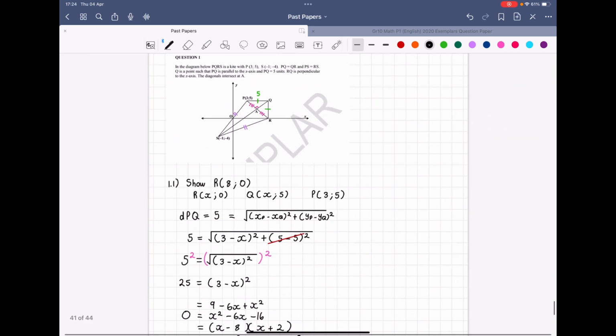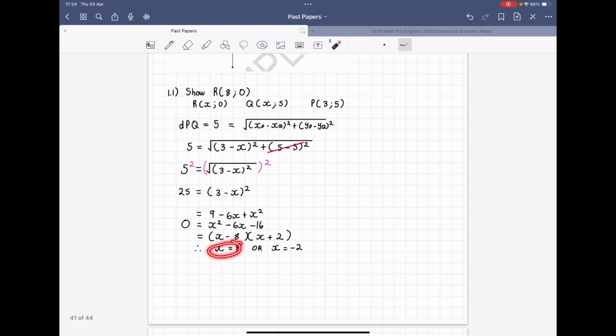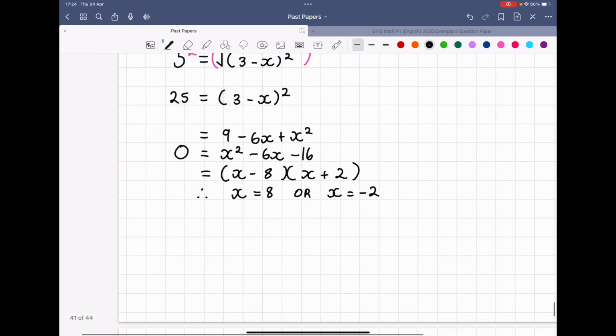And I can go back to my diagram, and x is clearly not negative. It's here on the right hand side of the y-axis. If x was going to be negative, it would be here. So the x of q and the x of r is positive, and so it must be 8. So I can say, therefore, x of q equals 8, which is also equal to x of r, and therefore r is the point 8, 0.